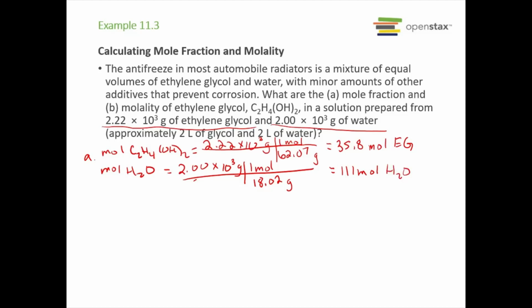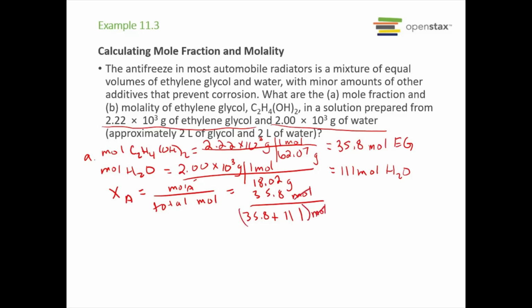So then our mole fraction, which we use an X for, so we say X_A is equal to our moles of A divided by total moles. So this is now 35.8 moles of ethylene glycol divided by 35.8 plus 111. That's moles total. And you can see that the moles cancel out, so mole fraction is dimensionless. It's a ratio. So this mole fraction is 0.244. So that then means that our mole fraction of water would be 1 minus 0.244.